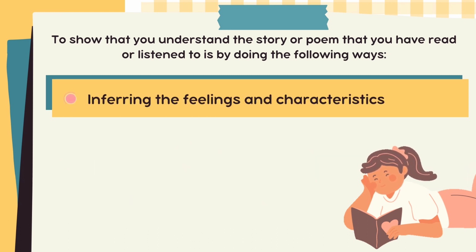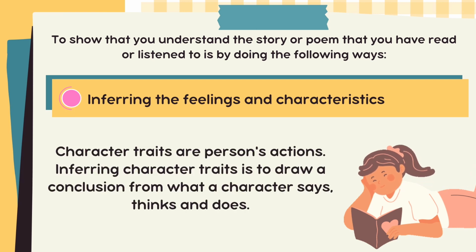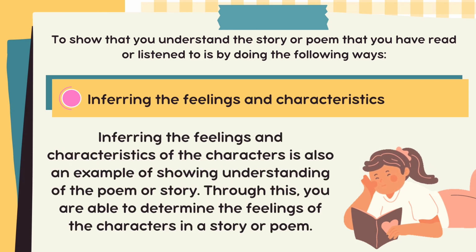Inferring the feelings and characteristics. Character traits are a person's actions. Inferring character traits is to draw a conclusion from what a character says, thinks, and does. Inferring the feelings and characteristics of the characters is also an example of showing understanding of the poem or story. Through this, you are able to determine the feelings of the characters in a story or poem.